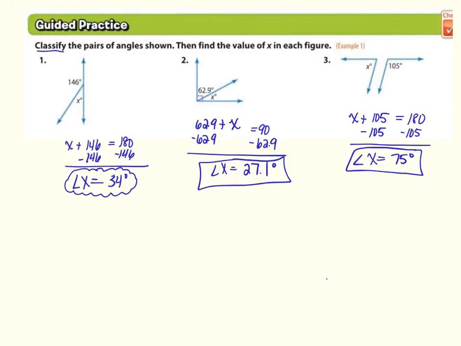Okay, check your answers. For number 2, you should have gotten 27.1 degrees as x, because 27.1 plus 62.9 gets you 90 degrees. And then you found that angle x is 75 degrees. If you have any questions, come and let me know. Otherwise, let's continue.